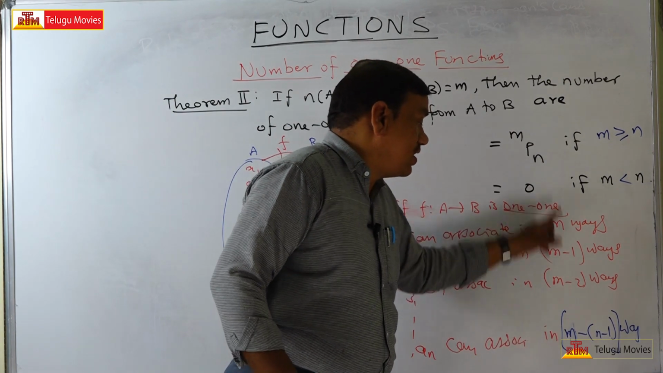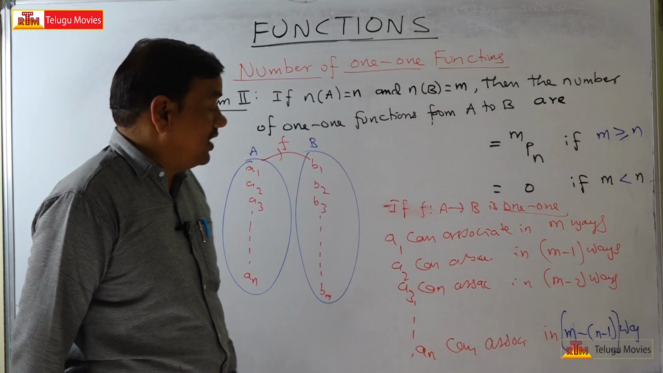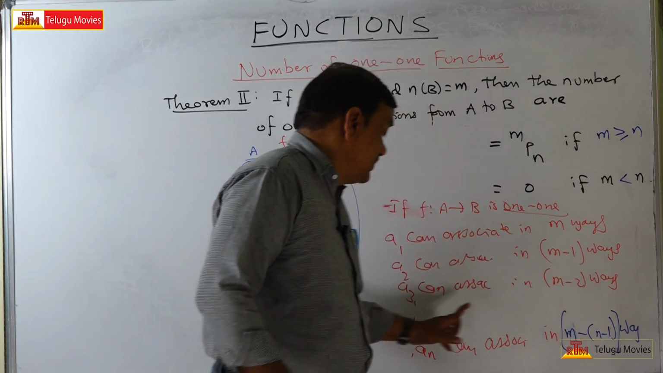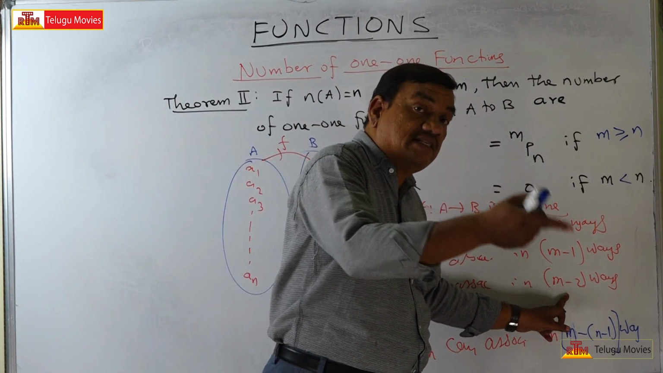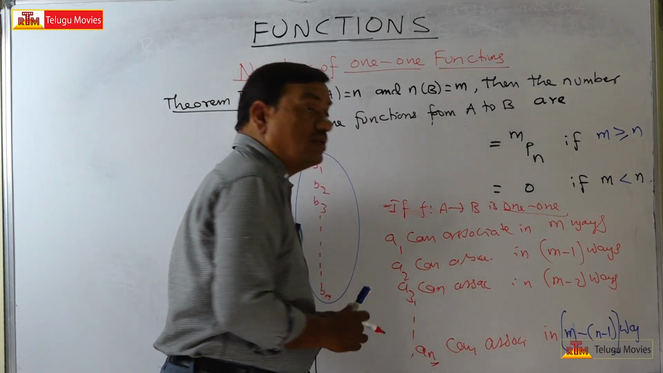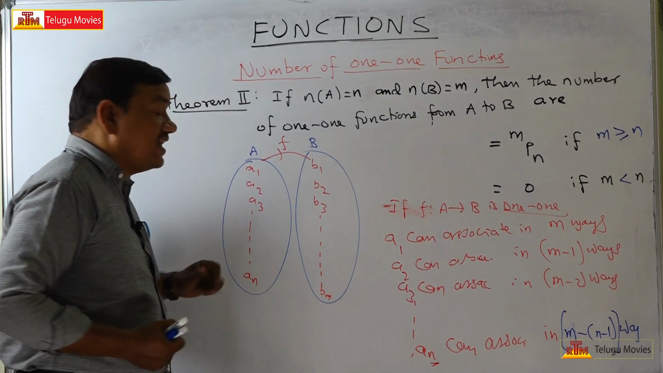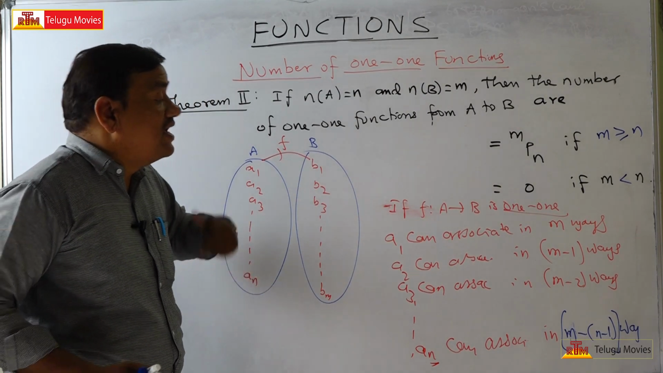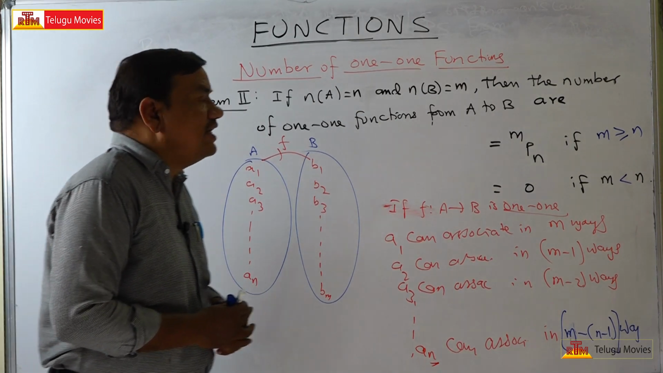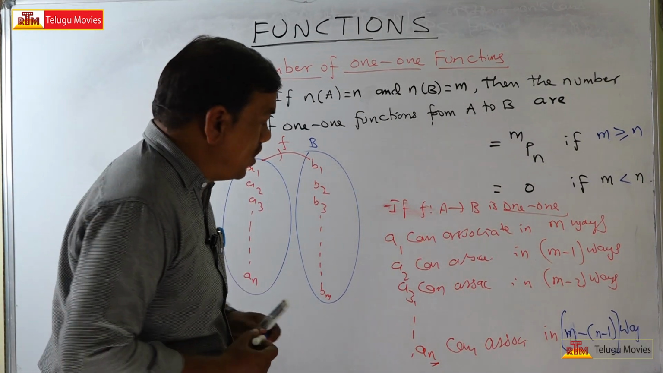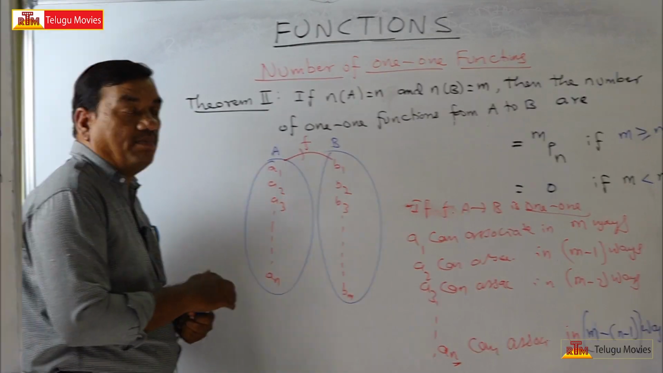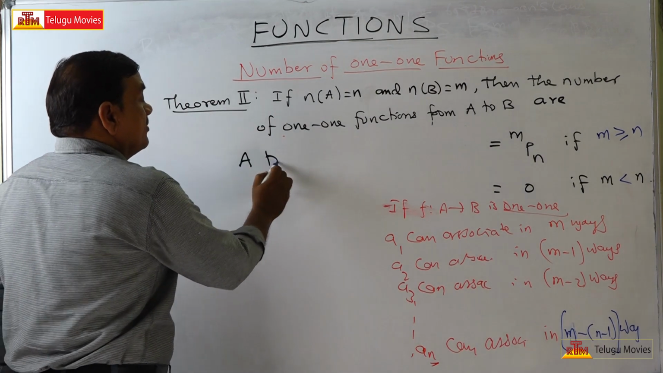So, altogether how many are there? M ways. Right. If it is A3, how many is there? M minus 2. If it is A4, m minus 3. If it is An, the last element An can be associated in how many ways? M minus of n minus 1 ways. Right. So, according to the fundamental principle of multiplication from A to B.